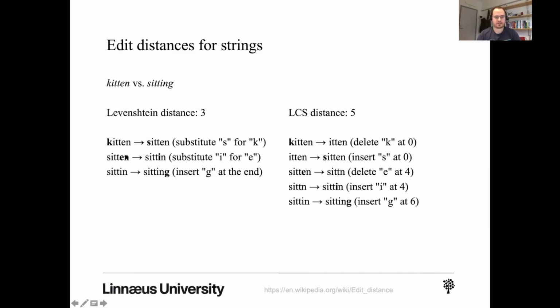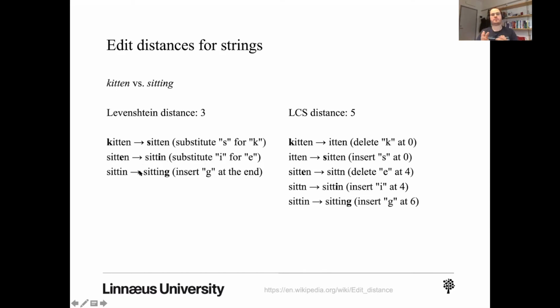Because then it's sitten and sittin, right? So you substitute the A for the I, and then sitten becomes sittin. Now you move to the next one, and the next one is an N in both words, right? So N and N. So again, you don't do anything because there's no cost involved, and you're just skipping.